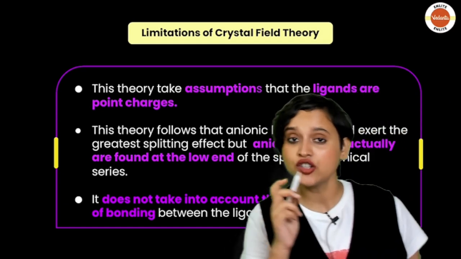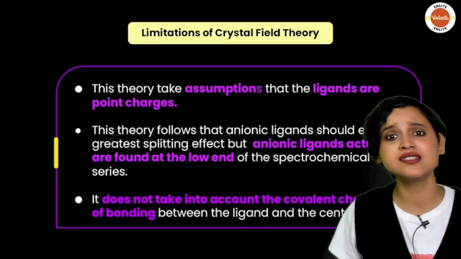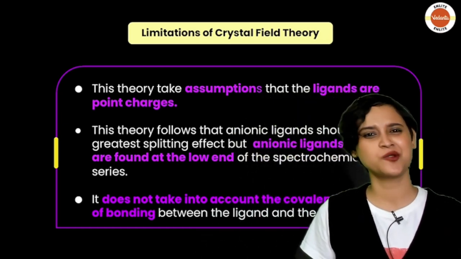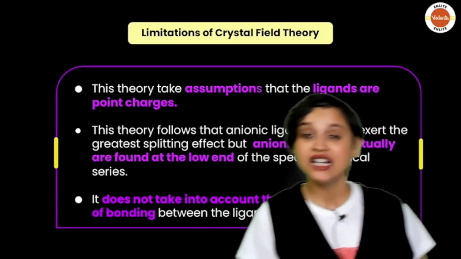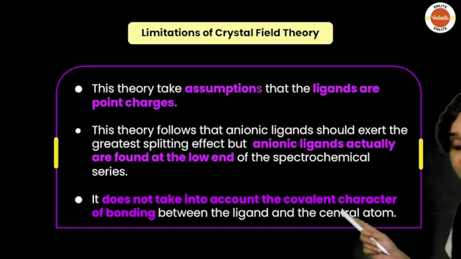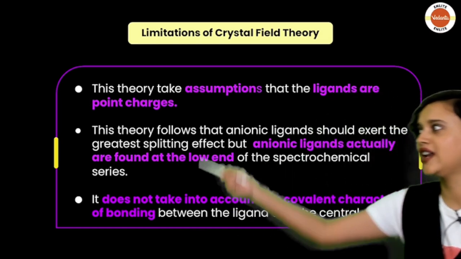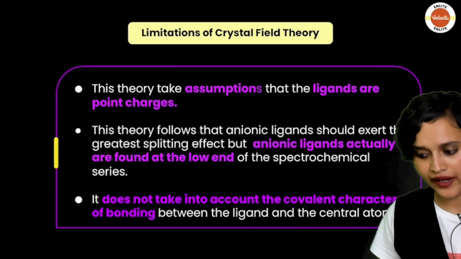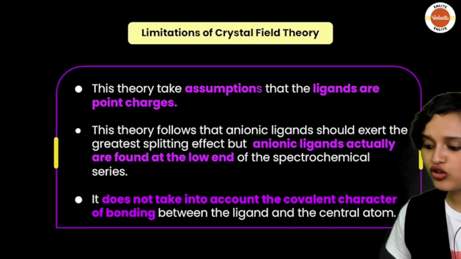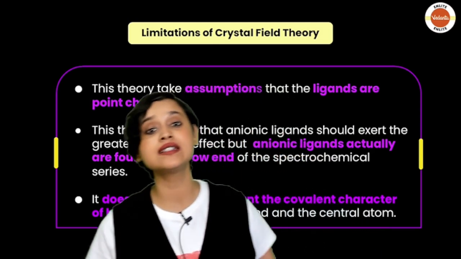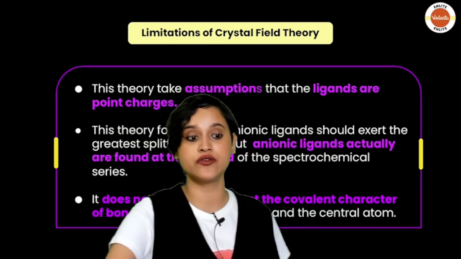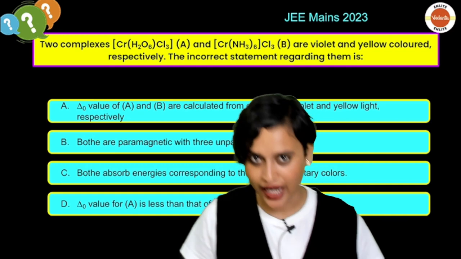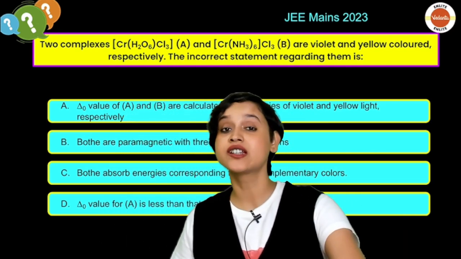What are the disadvantages? This theory assumes that ligands are point charges. It follows that anionic ligands should exert the greatest splitting effect, but anionic ligands in the spectrochemical series are the weakest; we saw that they were at this end. It does not take into account the covalent character of bonding between the ligand and the central atom. We are saying that it is an electrostatic force of attraction. So that means we are done with crystal field theory.